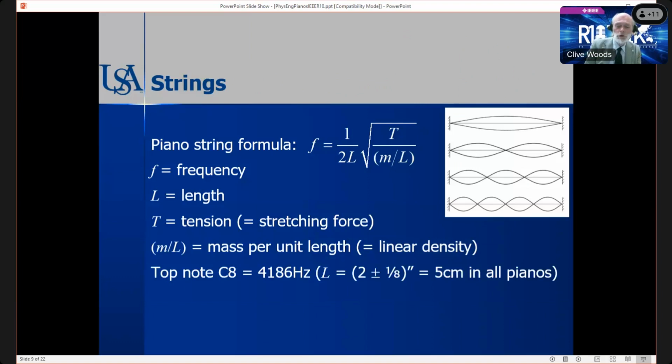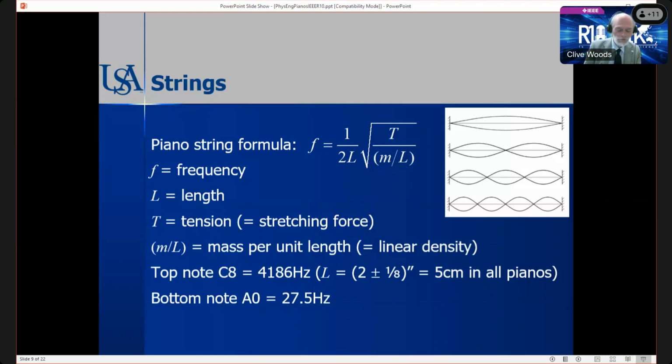So the top note, C8 on a piano, if you work it all out, it's that frequency, and on every piano that note is 5 centimeters long. The top note on a piano and the few below it, they sound the same on every piano that's ever been made, whether it's a cheap piano or an expensive piano. The top few notes all sound the same. The string lengths are always the same, about 5 centimeters.